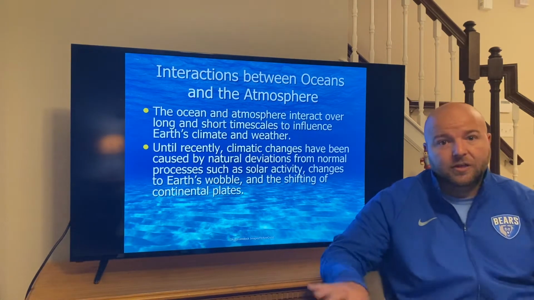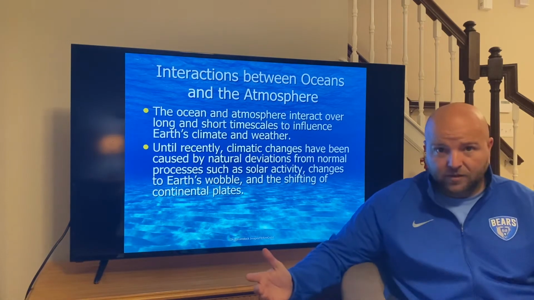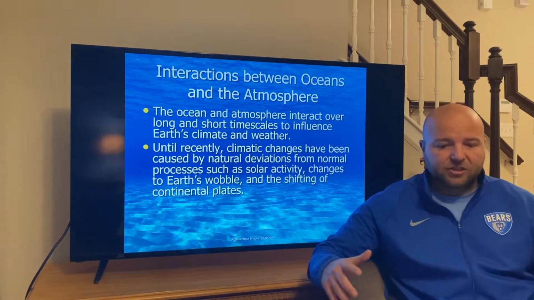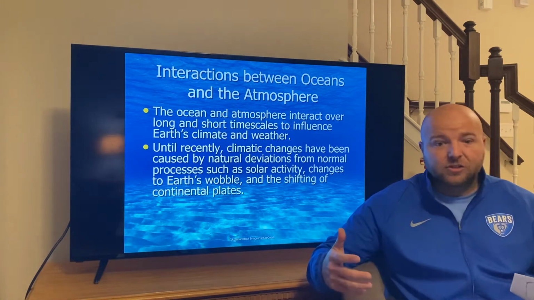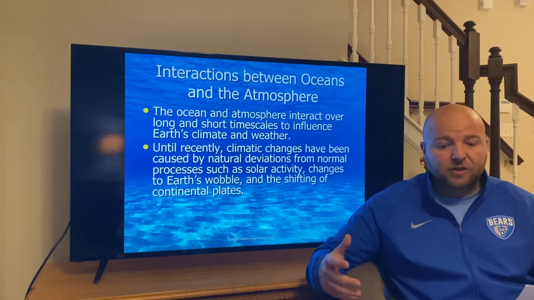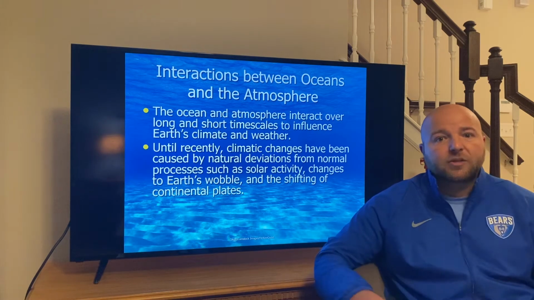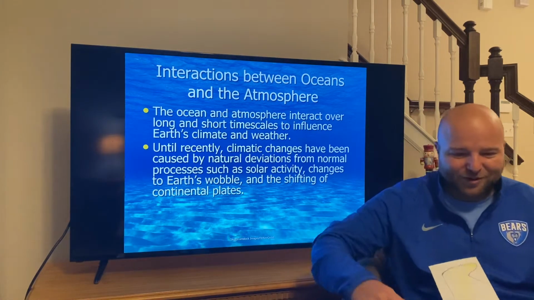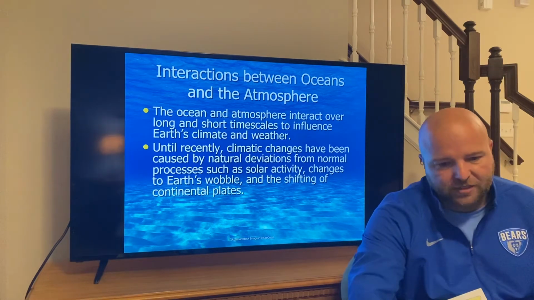Up until recently, you're not writing any of this down yet, but up until recently, climate changes have happened throughout the history of Earth, but they have been caused by natural deviations from normal processes like solar activity, the change to Earth's wobble, or its tilt on its axis, and the shifting of continental plates. These things can all have an impact on climate and have caused climate changes. There is now another cause for climate change. You'll be learning about that as we go, more so in our next lesson, not this one.